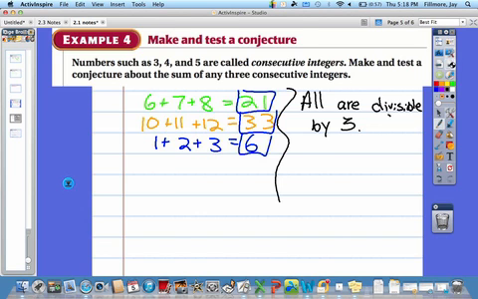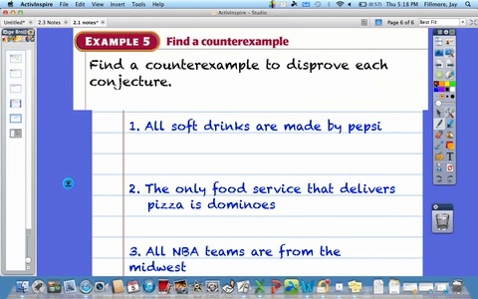Let's look at one more definition and we'll be finished with the video. Find a counterexample to disprove each conjecture. Well, a counterexample is related to the actual word. It's an example that proves a conjecture to be false or disproves a conjecture.